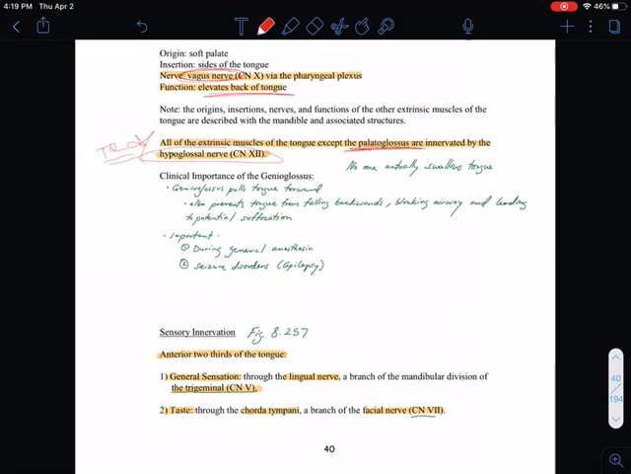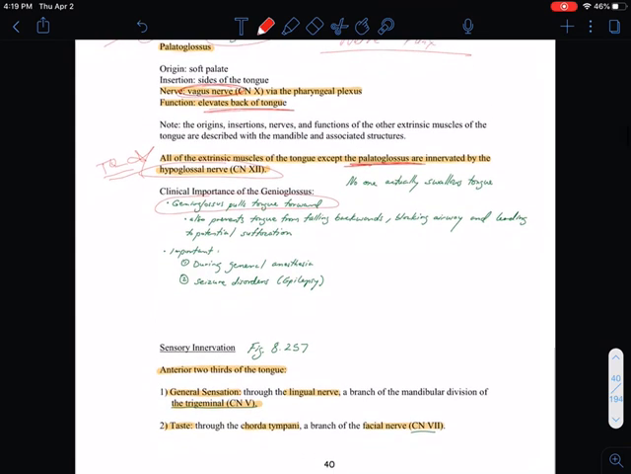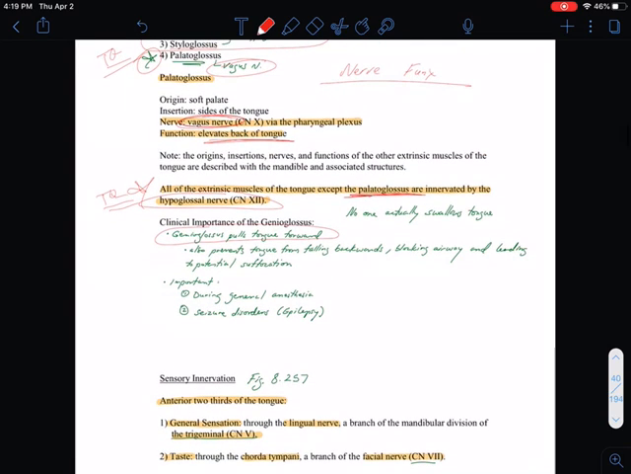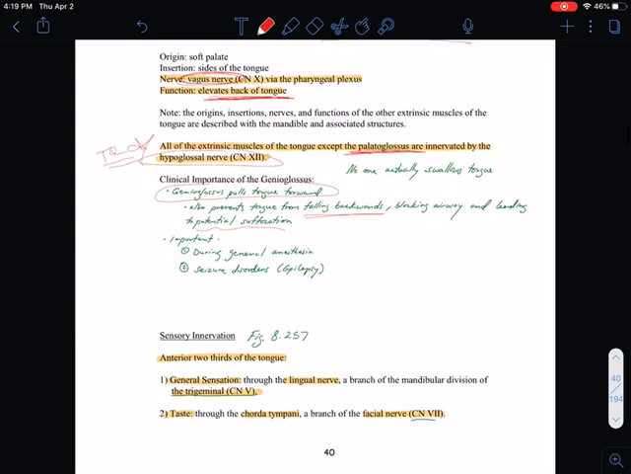Clinical importance of the genioglossus. It's not super tested on, but the genioglossus will pull the tongue forward. So, in comparison to the palatoglossus, which will elevate the back of the tongue, genioglossus pulls it forward. It essentially prevents it from falling backwards and blocking your airway, and it can prevent you from potential suffocation. That's most important if you're having surgery and you're under general anesthesia, or if you know someone that has epilepsy. So just something to keep in mind.